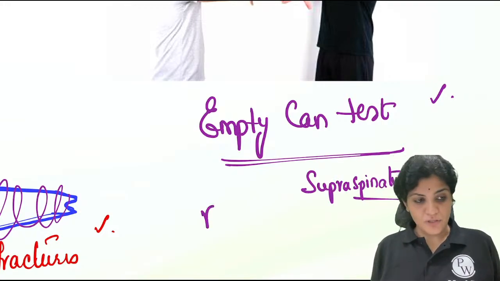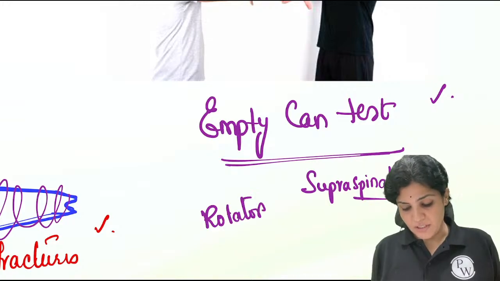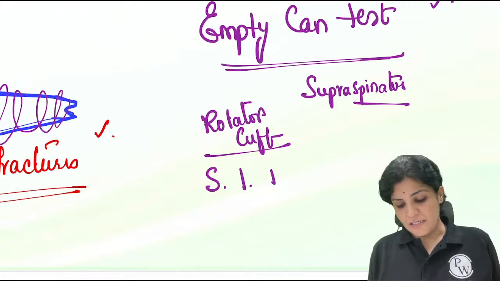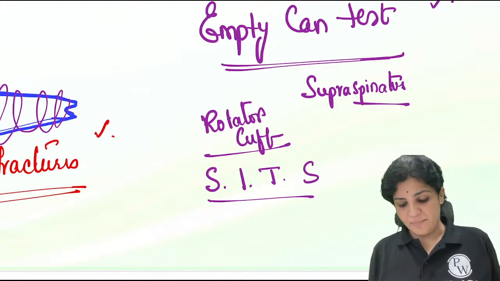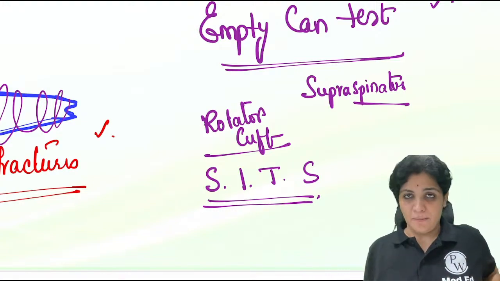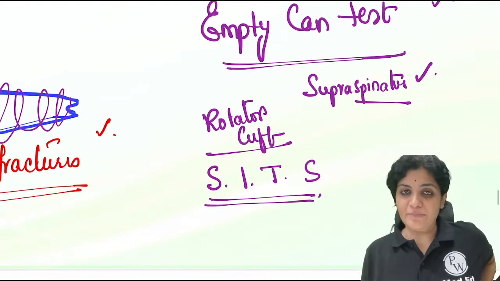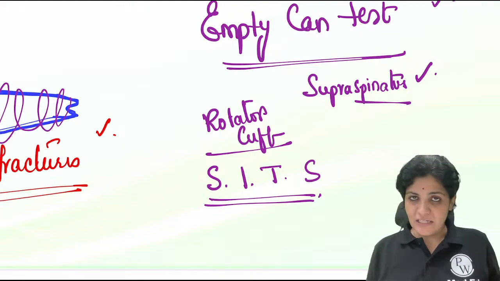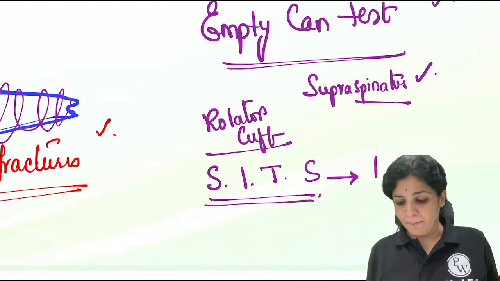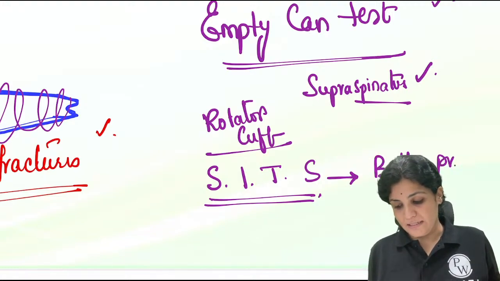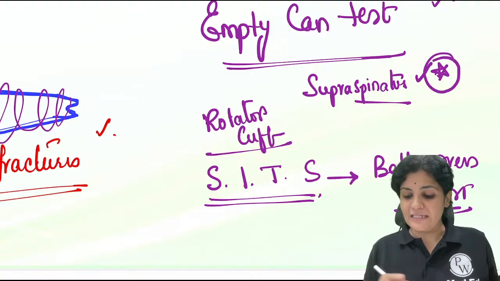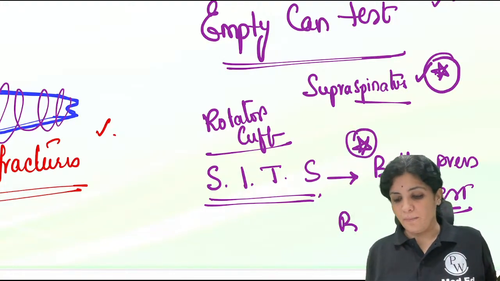So if you remember the rotator cuff muscles, there are four muscles: supraspinatus, infraspinatus, teres minor, and subscapularis. There are various tests given for each muscle. Supraspinatus is mainly tested by the empty can test, right? And then you have teres minor, infraspinatus, and subscapularis. For subscapularis, you have the belly press test. These two are important. Supraspinatus is the empty can test, and this is your belly press test or bear hug.